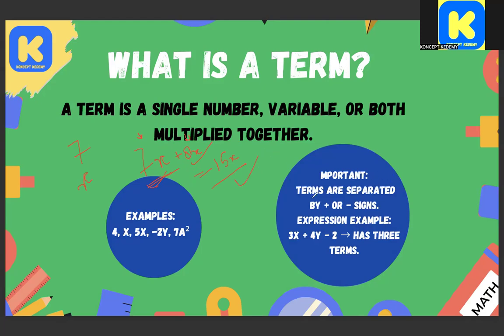So the important thing is terms are separated by addition or subtraction, the plus or minus sign. And the examples of expressions are this way. In the expression, how we use the terms: 3x plus 4y minus 2. So 3x is one term, 4y is one term, and 2 is another term.